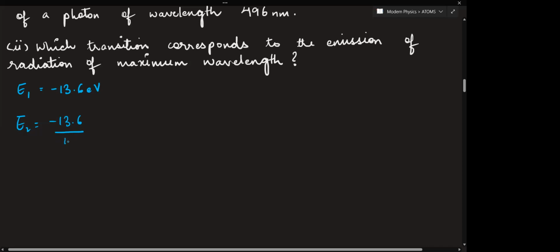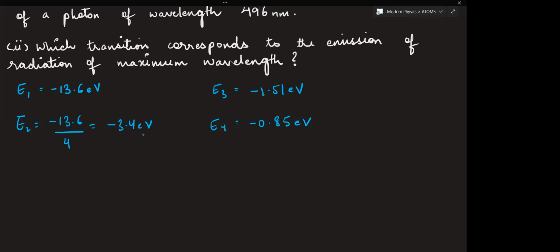So for the second state, it would be divided by 4, that is minus 3.4 electron volt. For the third, we have seen minus 1.51 electron volt. And E4 also we have calculated, that was minus 0.85 electron volt. You should all remember these values so that you don't need to calculate in every question. Now we have to find a difference which will give us 496 nanometers. Before that, let us find the energy for this wavelength, so that it will be easier for us to check.